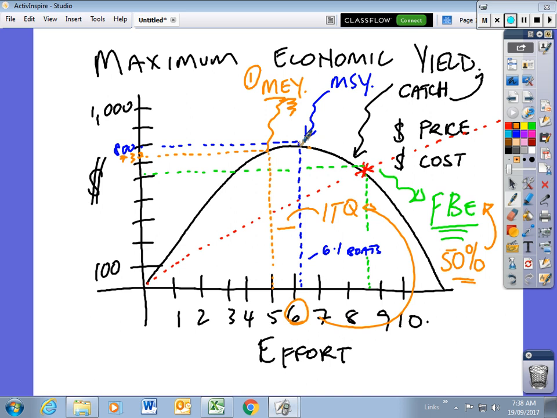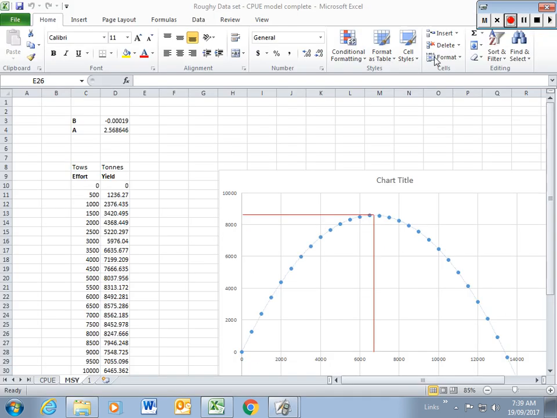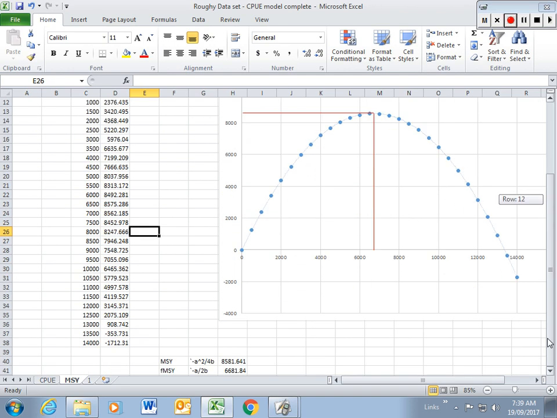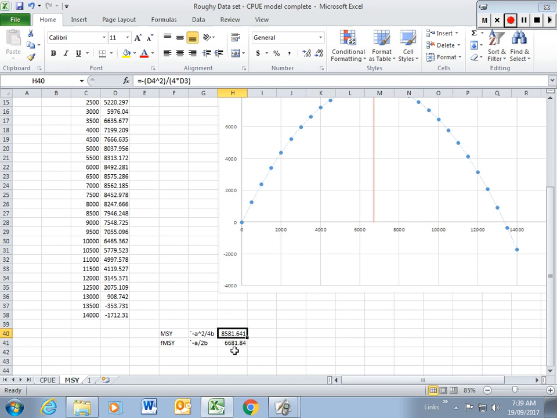Alright, but give me 2 seconds and I will open up the Microsoft Excel spreadsheet that I saved from the last session. Alright, so I've found my sheet from last time round, and this is what I've said is the MSY data set. So we can see that we've calculated out our sustainable yield at 8,581 tonnes, and our level of effort was roughly 6,681 tows in this fishery over in New Zealand for the orange roughy.